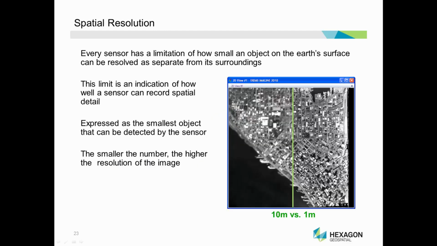Finally, we have spatial resolution. This is the type of resolution most commonly discussed with imagery. Each sensor has an inherent limitation on its spatial resolution, and each sensor is unique in this value. Expressed as the smallest object that can be detected by the sensor, the smaller the number, the higher the spatial resolution. Understanding these concepts, how imagery is collected, types of imagery, and image resolution can help you get the most out of your imagery and remote sensing.